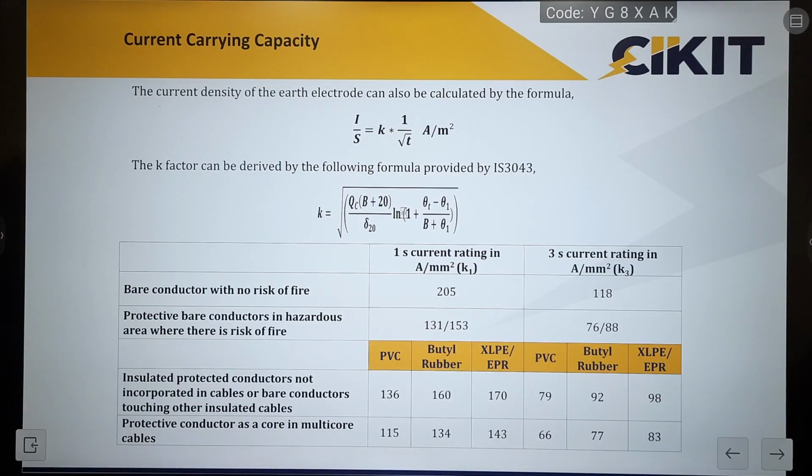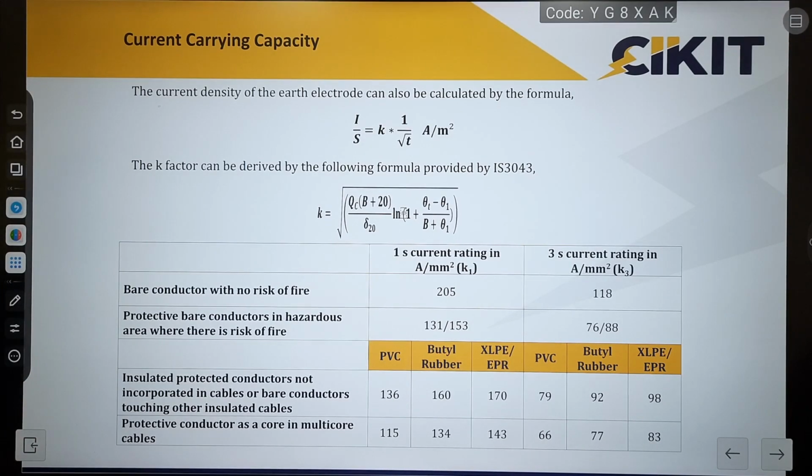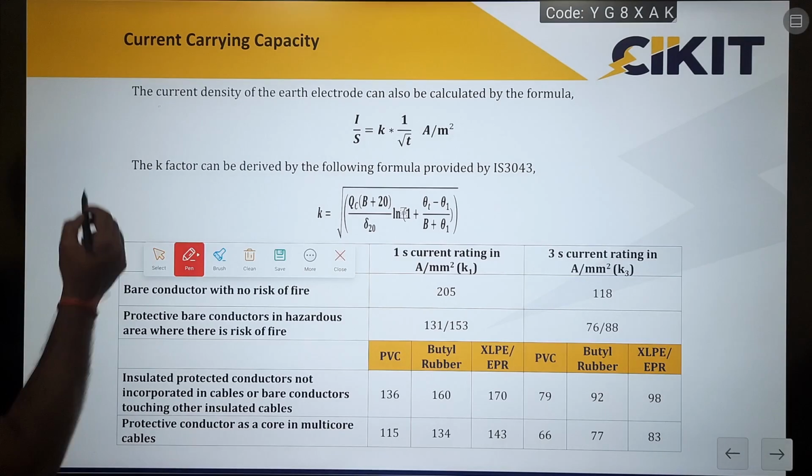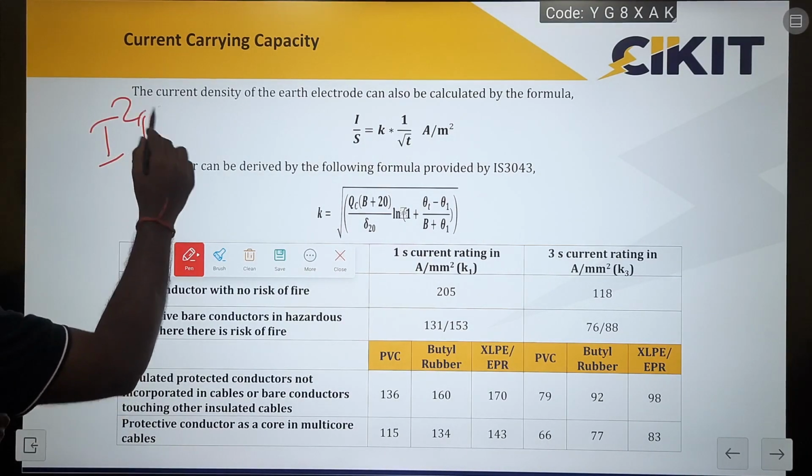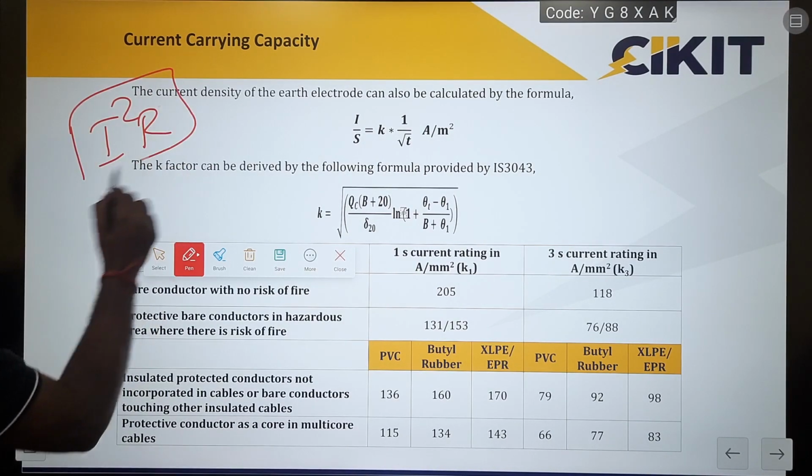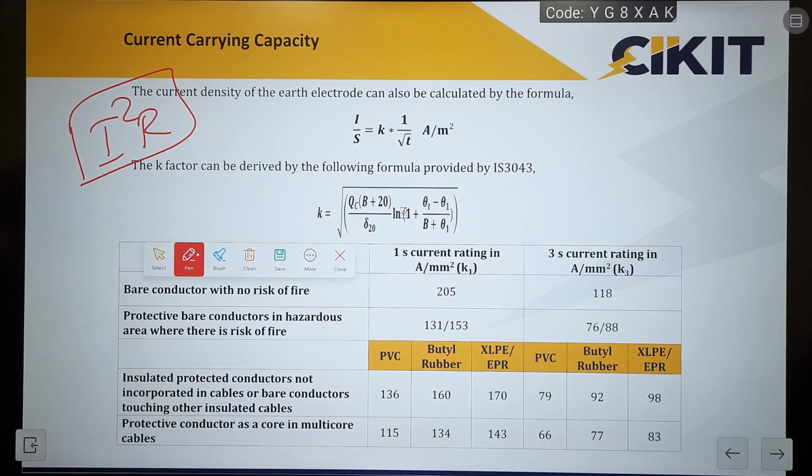So the second important thing in selecting this material for earth electrode resistance is the current carrying capacity. If the proper conductor sizing is not chosen, then the material will get damaged because of excessive heating. If any current flows through any material, heat will be developed because of I squared R. Every material will have its own resistance, and based on the current flowing, heat will be produced, and if the heat is much higher, then the material itself will melt.